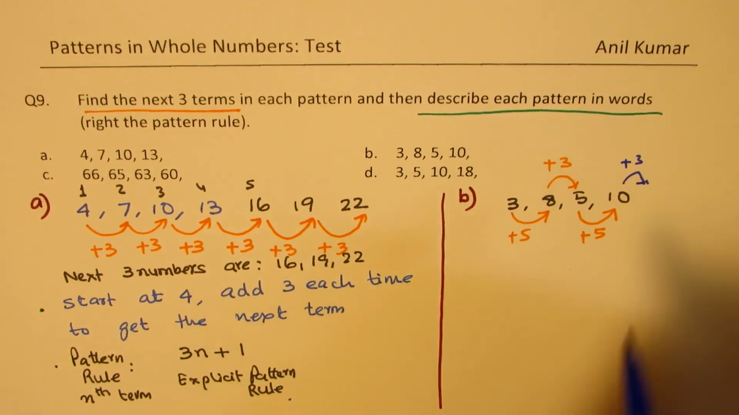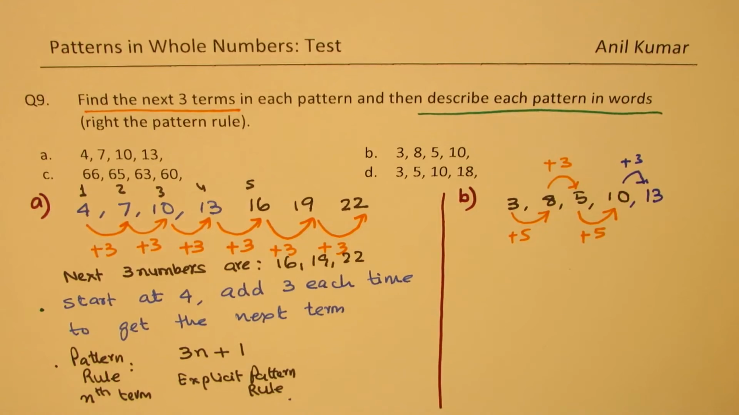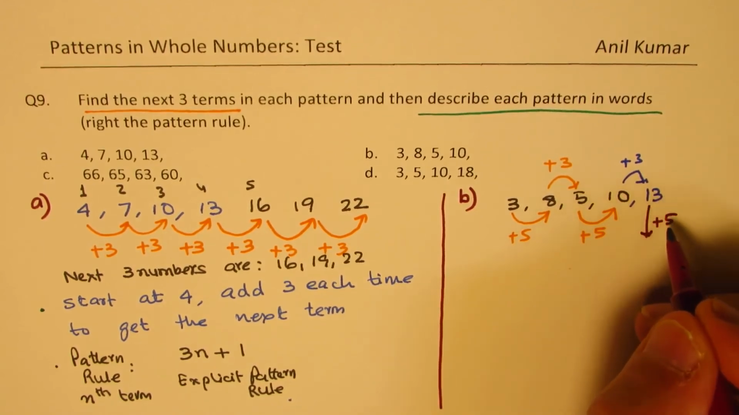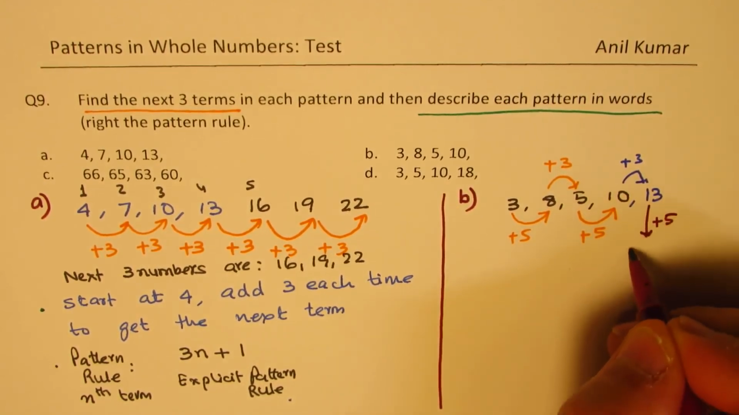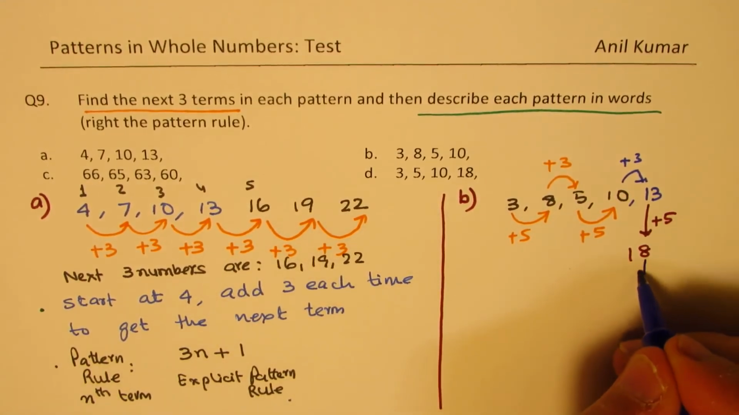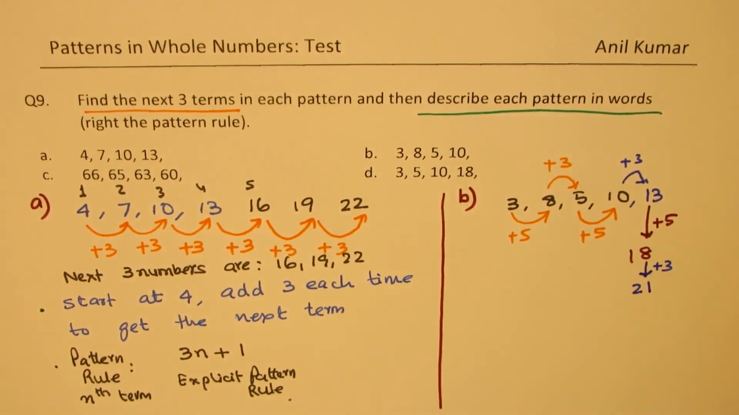So when you add 3, you get the number, which is 10 plus 3 is 13. And then to get the next number, we will add 5. And 13 plus 5 is 18. Do you see that? And to get the next number, we'll again add 3. And we get the number 21. Do you see that? So we followed this process.